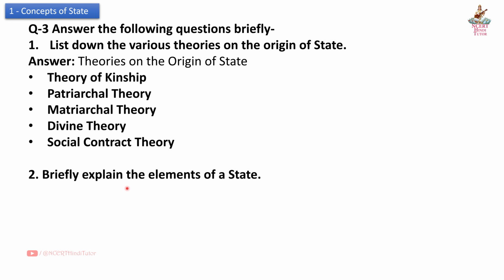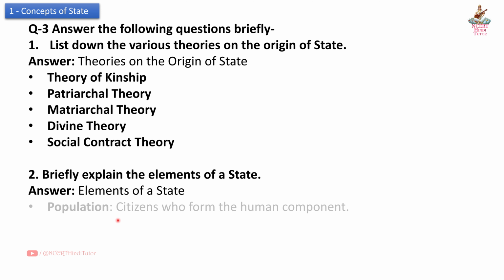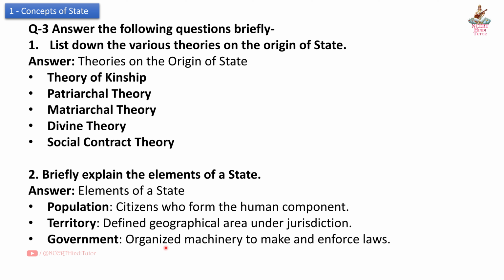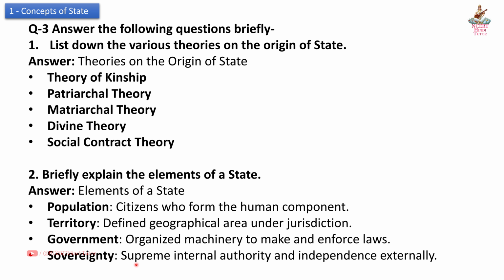Second, briefly explain the elements of a state. Answer. Elements of a state. Population: citizens who form the human component. Territory: defined geographical area under jurisdiction. Government: organized machinery to make and enforce laws. Sovereignty: supreme internal authority and independence externally.